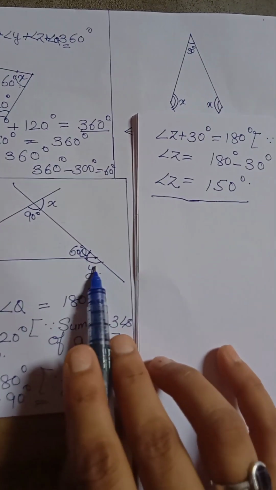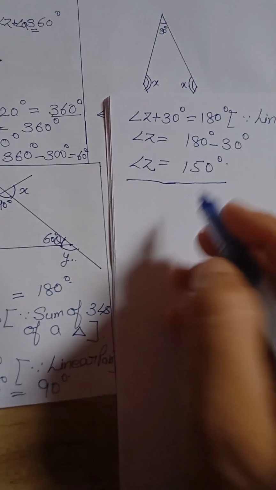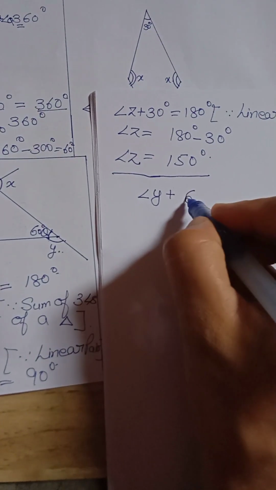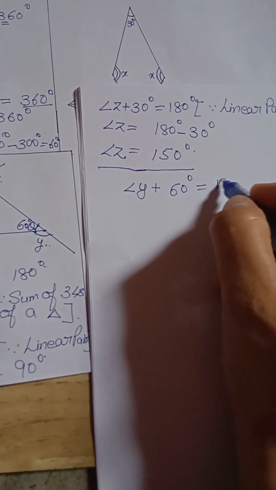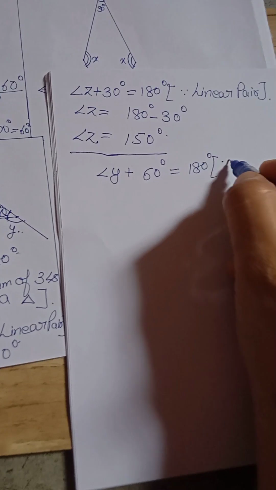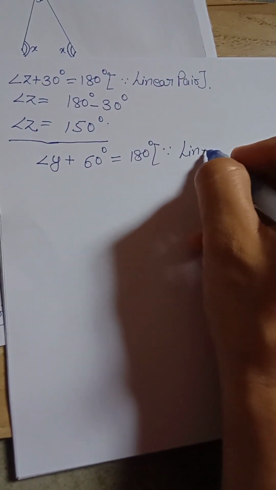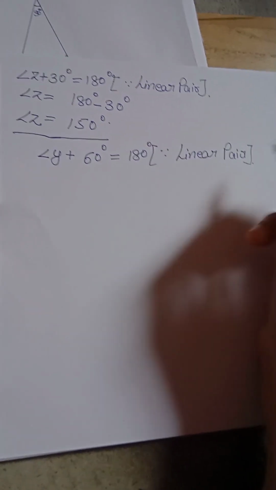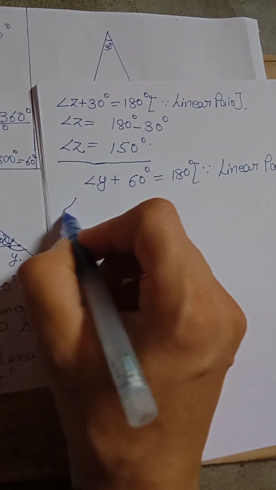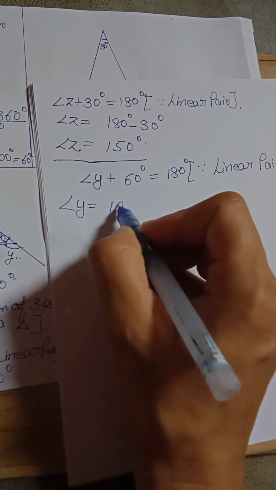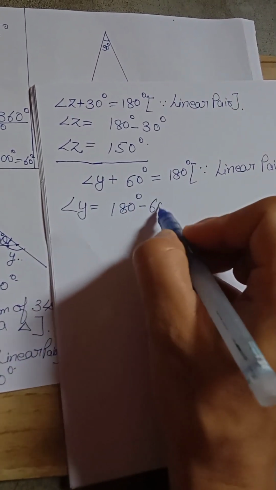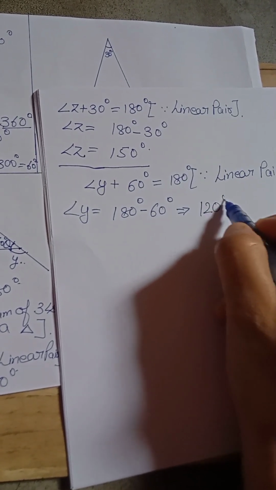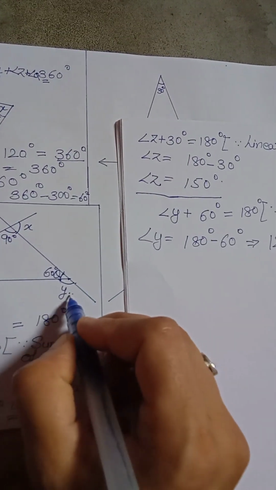Similarly, we find our angle y. Consider this as a straight line as we discussed above. So angle y plus 60 degree is equal to 180 degree. Always write down the reason. What is the reason? This is a linear pair. So angle y is equal to 180 degree minus 60 degree. So here we have 120 degree. So in this way our angle y is 120 degree.